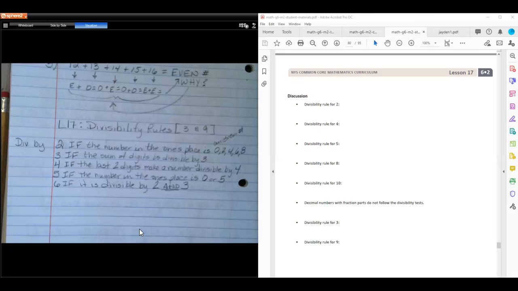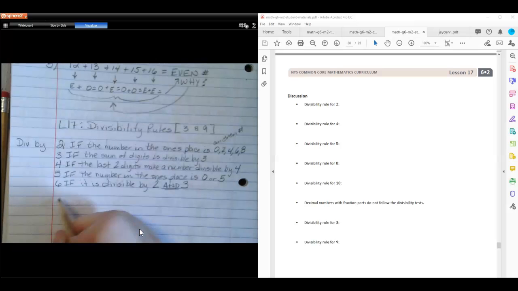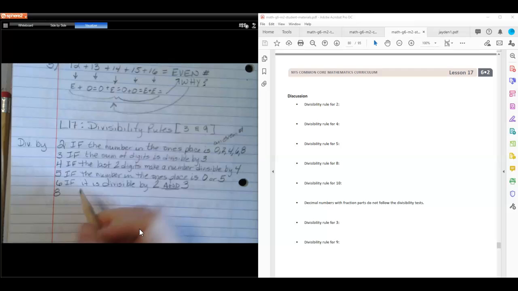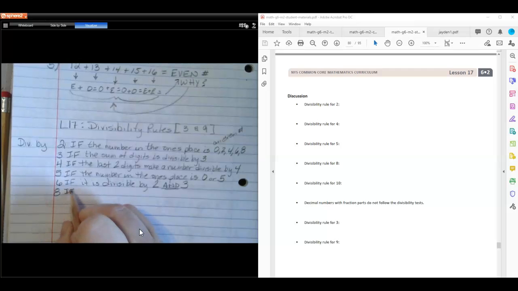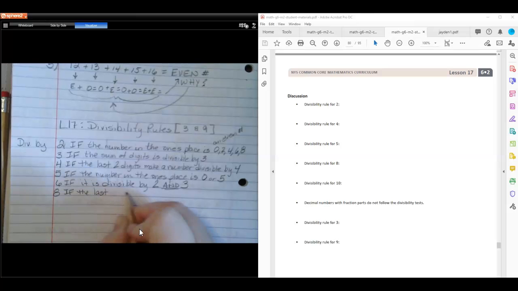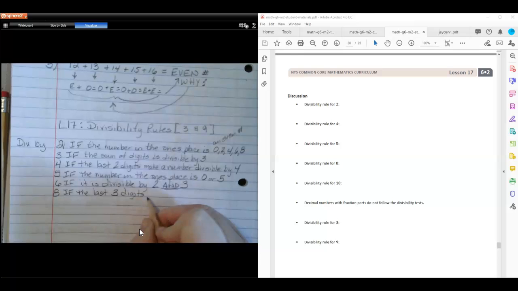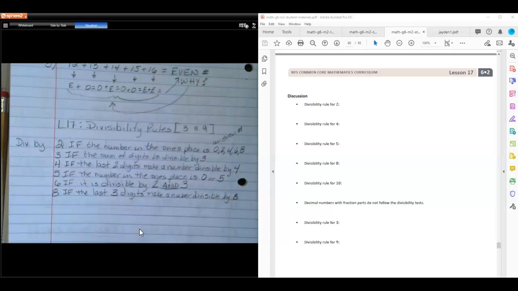If you can divide a number by 2 using that rule and by 3, then it's divisible by 6 automatically. All right? It's divisible by 8 if the last 3 digits make a number divisible by 8. Okay?